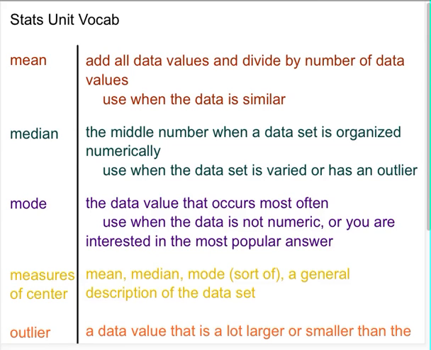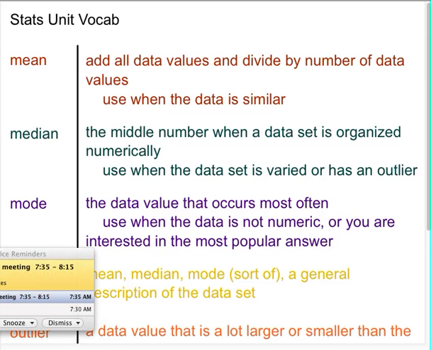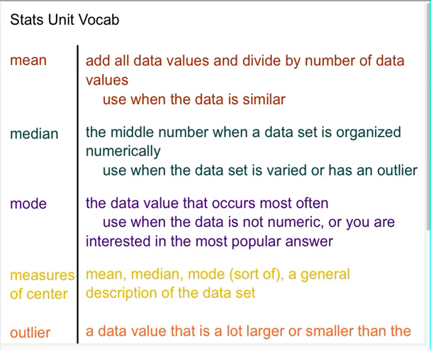another. The median is the middle data value when they're organized in order, smallest to greatest. And you would use the median if the data set is different from one another. That's what this word vary means. If the data set is different from one another, they're not similar. Or if it has an outlier.